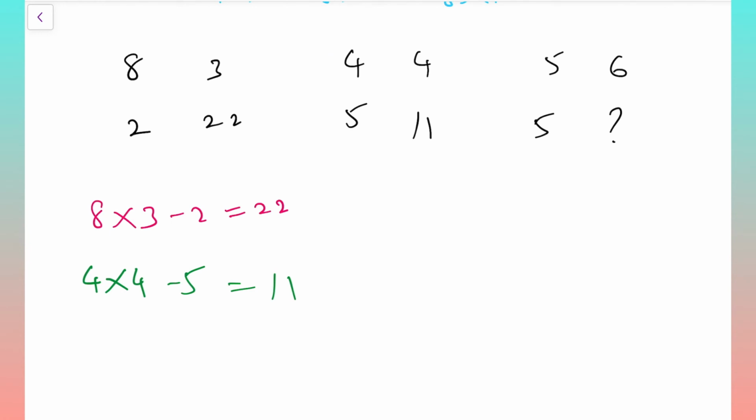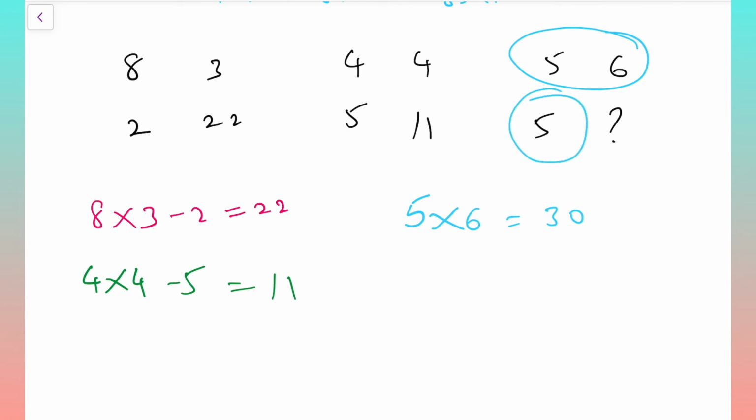Now let us apply the same for this also. These two we need to multiply, that is 5 6s are 30. From that we need to remove this number. So 30 minus 5, 25. The missing number is 25.